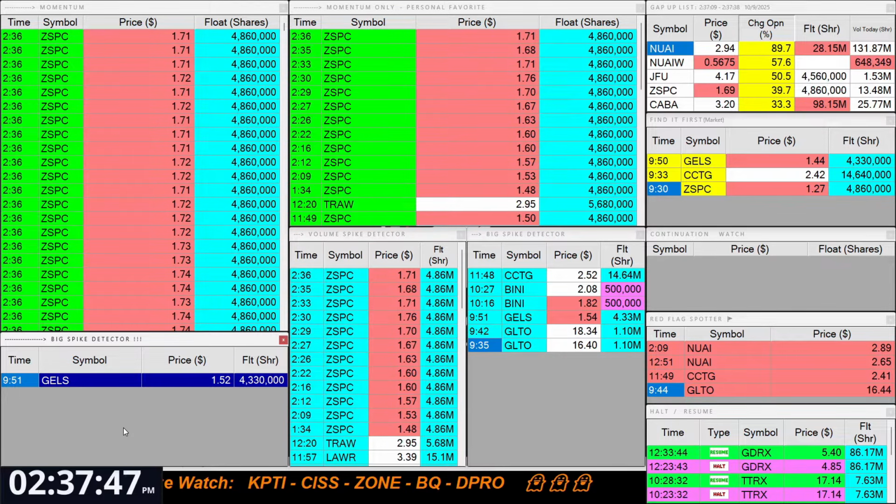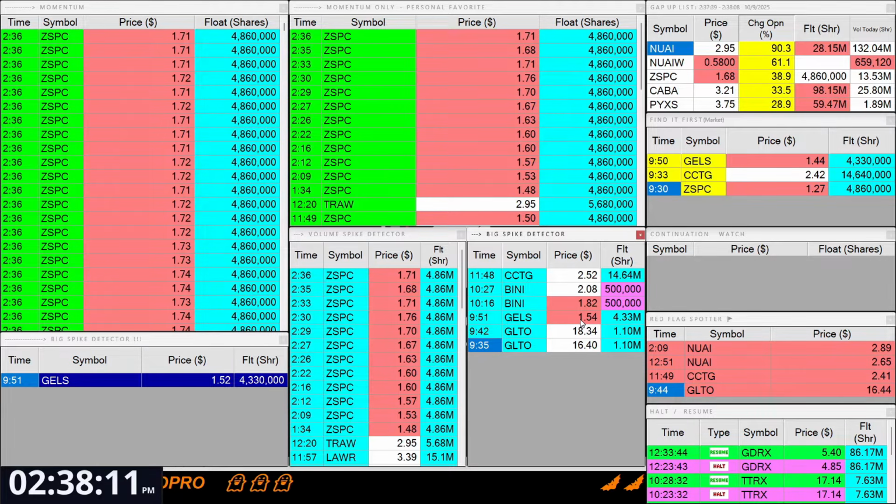Now, on a good day, we're going to see multiple names on here. And on a great day, you're going to see this paired with this scanner over here, another version of the big spike detector. You're going to see the same names on this list, but multiple times. So we see GLTO this morning at 9:35, $1.640, then it hit $1.834 within minutes. That's a nice move, right? It's $2 per share in a matter of minutes. GELS was on here at $1.54. It didn't make new highs, or it didn't alert again on that scanner. And that's, again, something that we want to see.